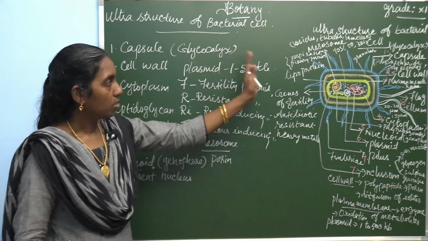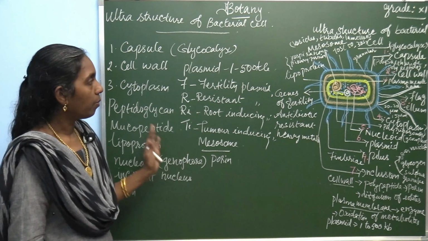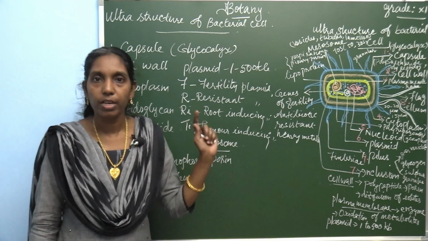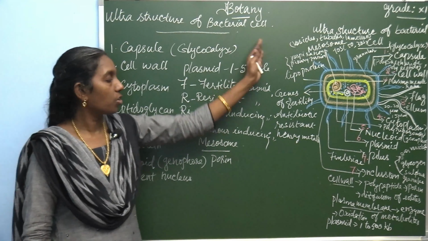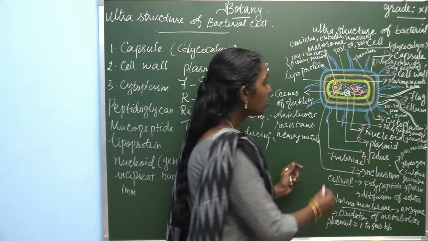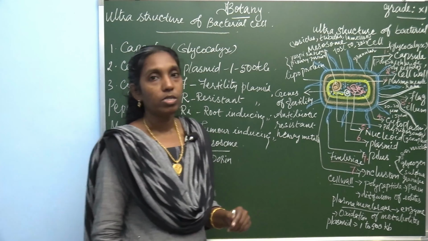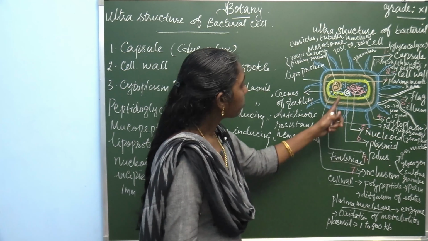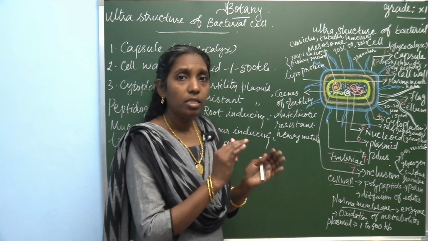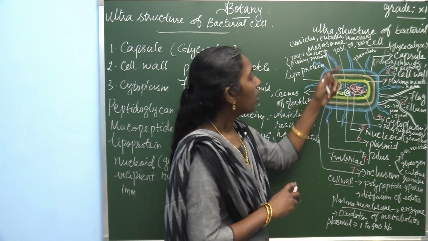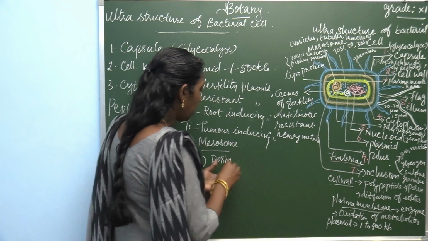So what are the structures present in the bacterial cell? Start from the capsule. It's a very important 5-mark question: ultrastructure of bacterial cell. This pilus is otherwise called fimbriae. What's the other name of pilus? It's fimbriae. And in the cell inclusions there is the ribosome, which is actually 70S type.